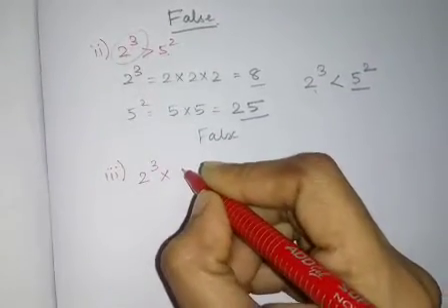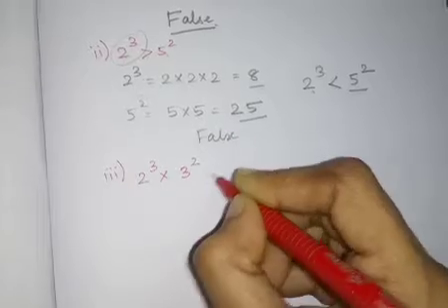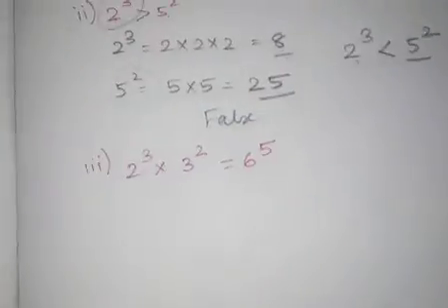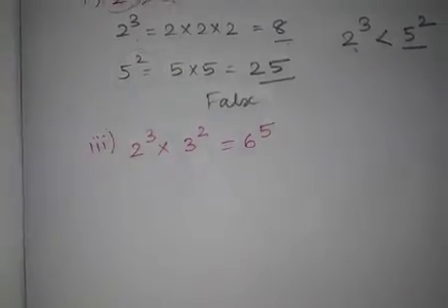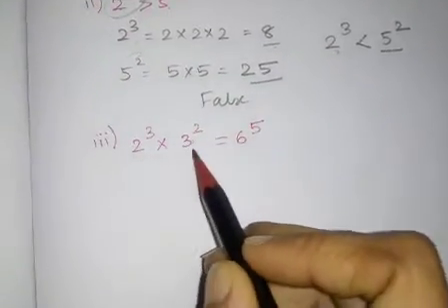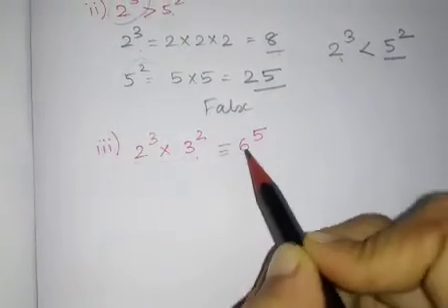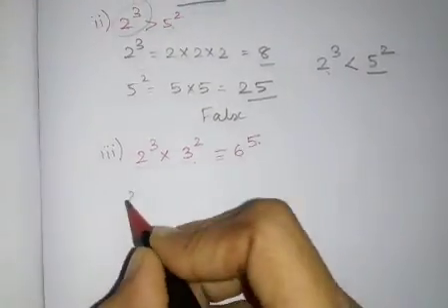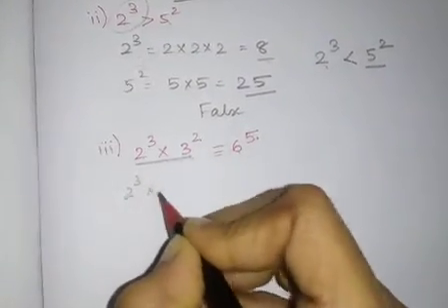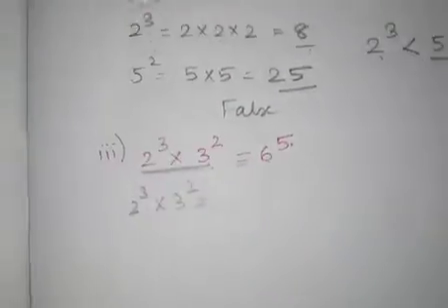Next, third subdivision. 2 cube into 3 square is equal to 6 power 5. 2 cube into 3 square. Okay, now they are saying 2 cube into 3 square is equal to 6 power 5. So first what we'll do, we'll take this part alone. 2 cube into 3 square. 2 cube means what? 2 into 2 into 2. 3 square means 3 into 3. Correct?